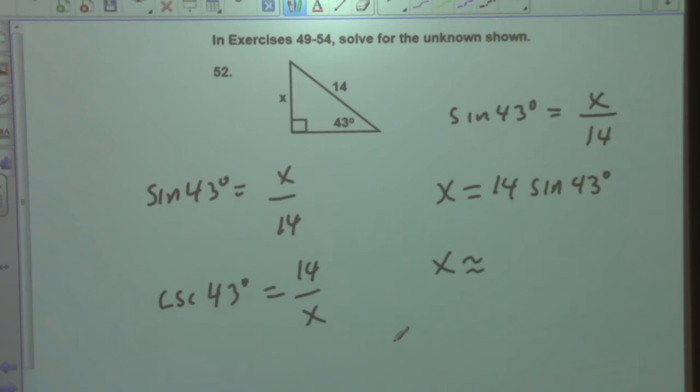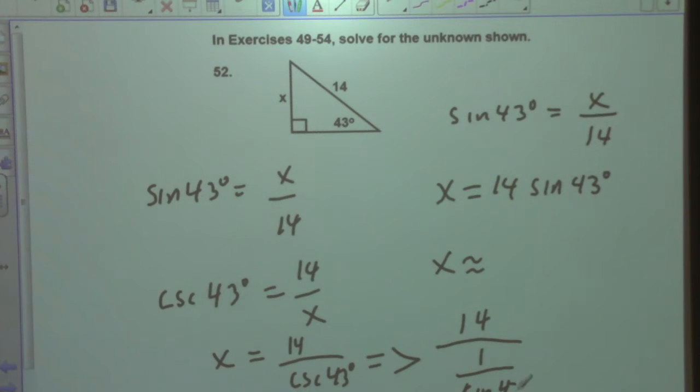If we worked it out with cosecant 43 degrees, would it get us back to the same answer, just with the multiple step? Yeah, it would. Essentially, if you solved this one, it would be x equals 14 over cosecant 43 degrees, which you can write in your calculator as 14 over 1 over sine 43 degrees, right? Because that's reciprocal. So it ends up going the same place.